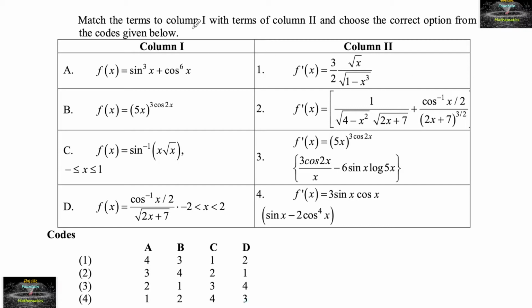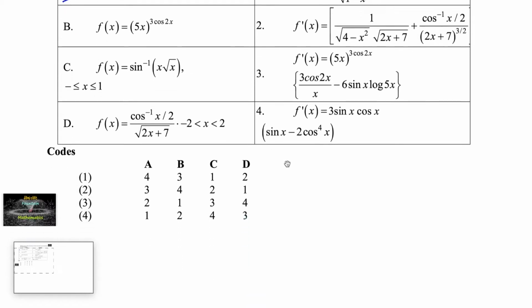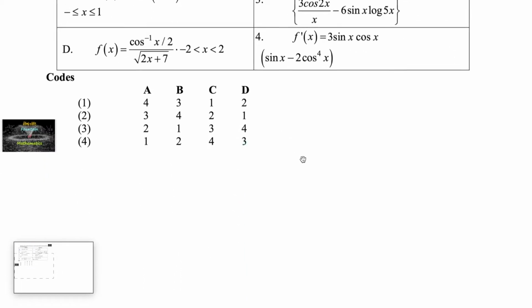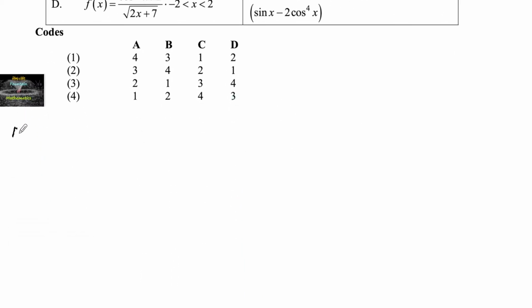So match the terms of column 1 with terms of column 2 and choose the correct option from the codes given below. First one, f of x is equal to sine cube x plus cos power 6x. So let's try here. First one, f of x is equal to sine power 3 x plus cos power 6x.